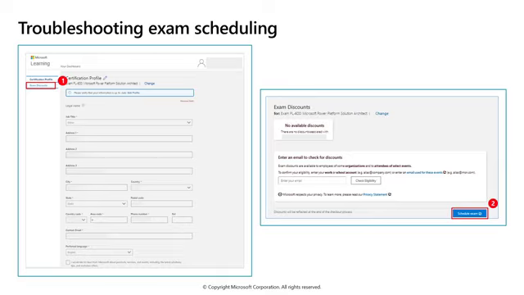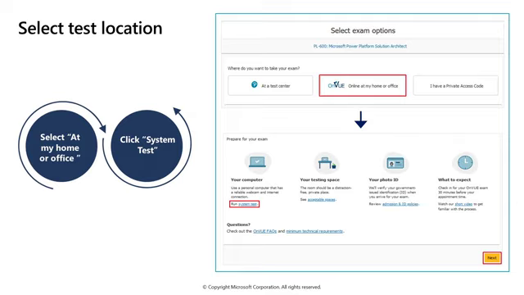So on the second tab, the exam discount, you just have to click on Schedule Exam, and you can see that the icon is a bit different on the button. That means that you will move to another website. Even if it looks similar to the previous one, at this point, you are on Pearson VUE. You are on the Pearson VUE website, which is not on the Microsoft website anymore.